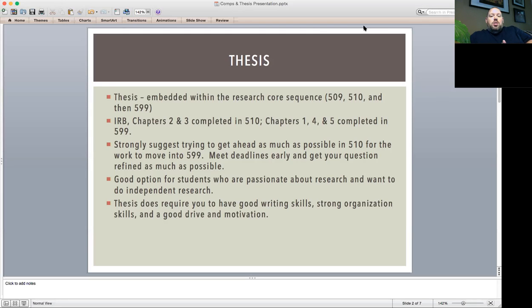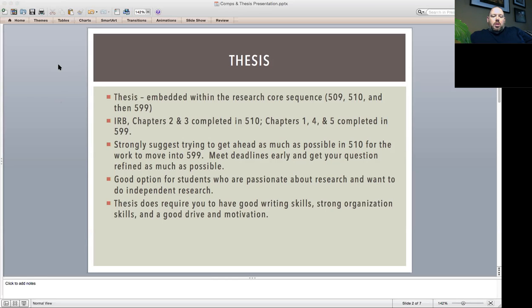Chapter 1 is the intro chapter, and that's typically about 7 to 10 pages long. Chapter 4 is your findings section, and the findings chapter varies in length depending upon where folks are at in terms of that process, in terms of how long it goes.